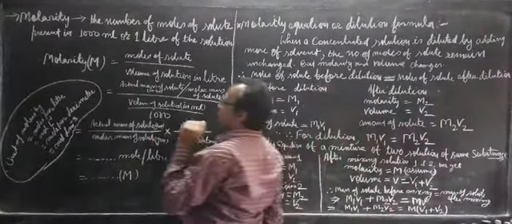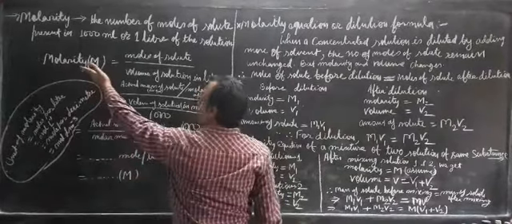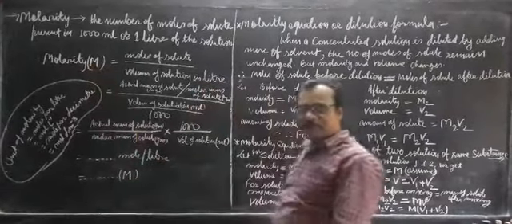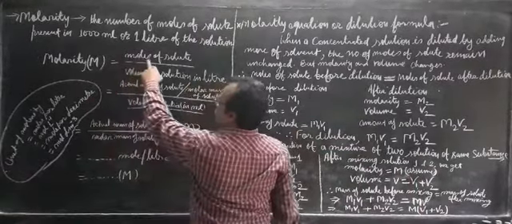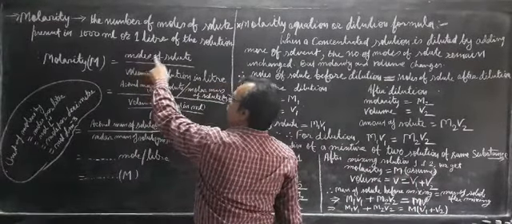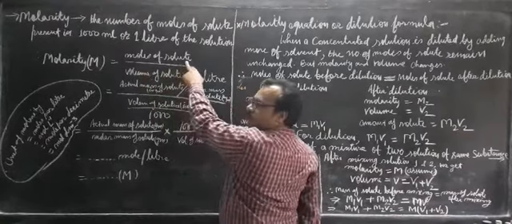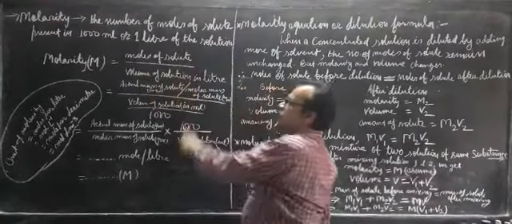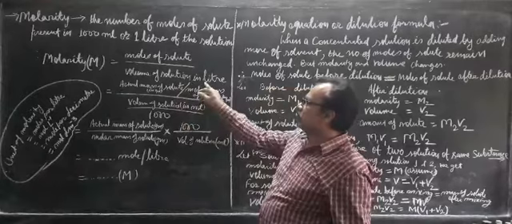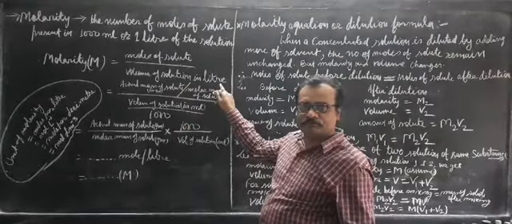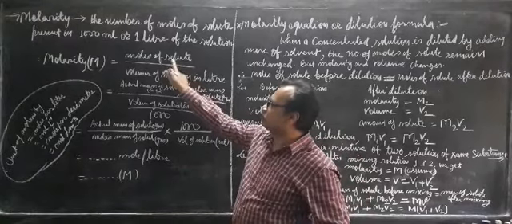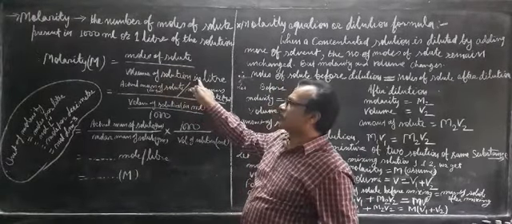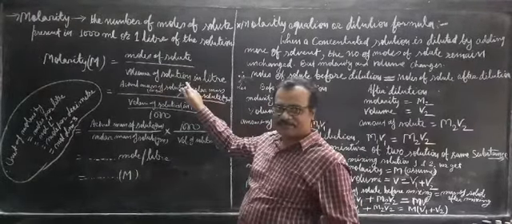Consider this. Now the mathematical representation. Molarity is represented by capital M. So in the numerator there will be moles of solute divided by volume of solution in liter. Now, moles of the solute per liter of the solution. This is expressed like this.